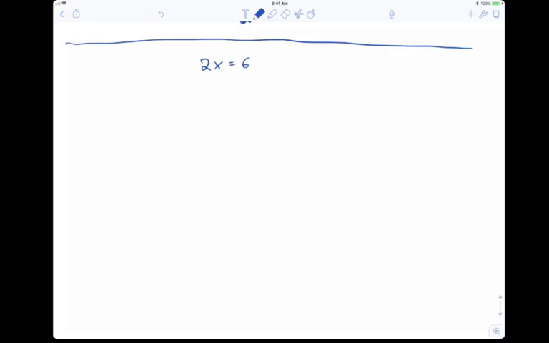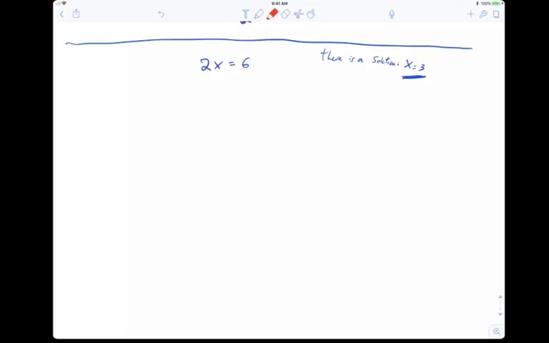Here is a really fun idea. The idea here is that there is a solution here. The solution is x is equal to 3. So we can try it. 2 times 3 is equal to 6. 6, cool. Okay.